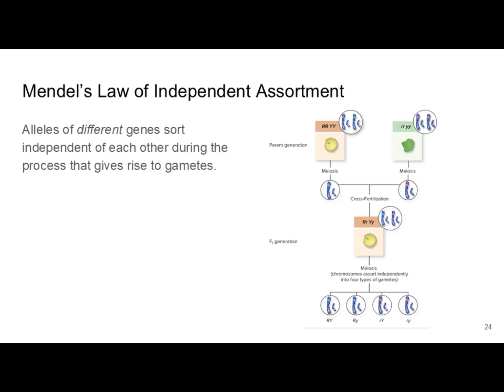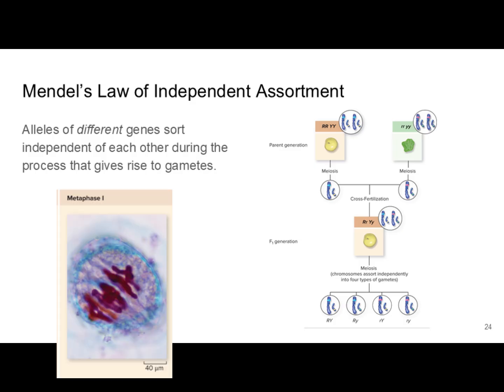This led Mendel to conclude that the alleles of different traits are inherited independently. And now we know this as Mendel's law of independent assortment. That is, alleles of different genes sort out independently of each other during the process of producing gametes. And we know that independent assortment occurs during metaphase 1 of meiosis when the homologous chromosomes line up along the equatorial plane of the cell.